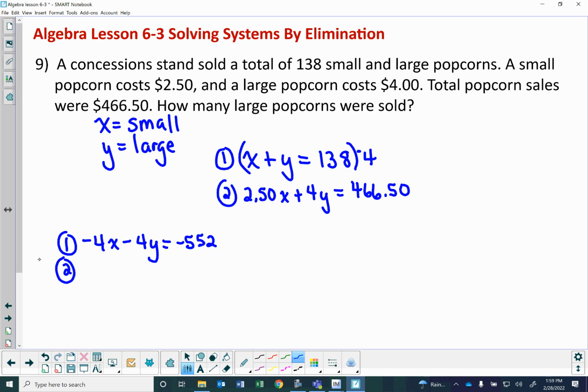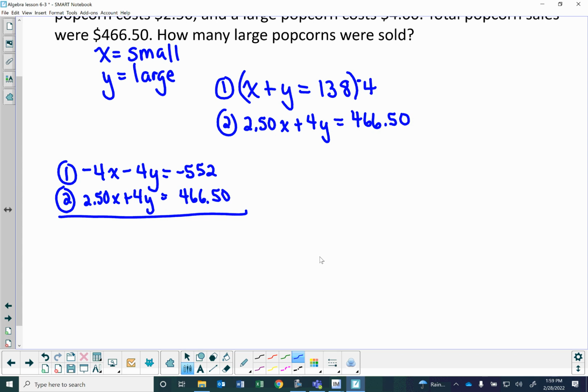Equation number 2 here is going to be just like it says, 2.50x plus 4y equals $466.50. And here's where having your calculator would be handy, so you don't have to deal with all the lovely decimals and make a mistake because you were trying to do too much in your head. So -4 plus 2.50 is -1.50. -4y and positive 4y, excuse me, cancel out. -552 plus 466.50 is -85.50.